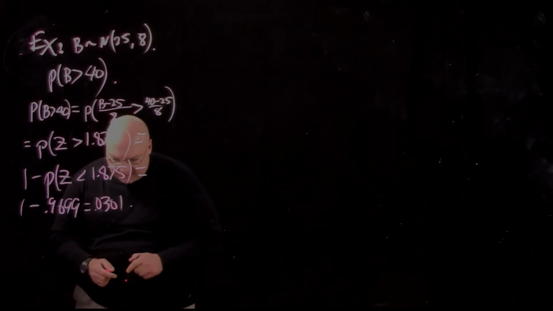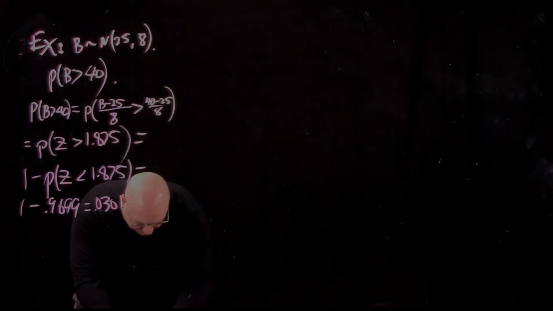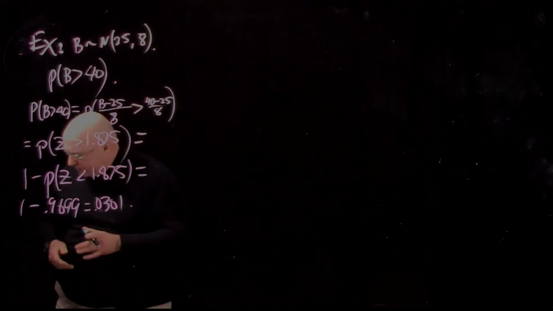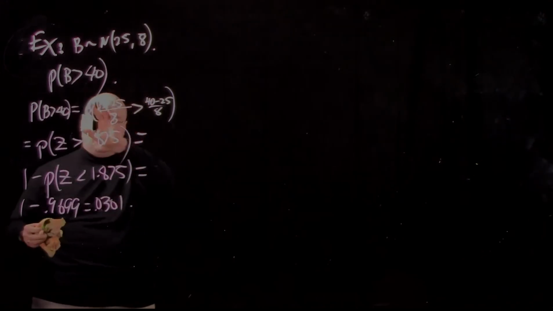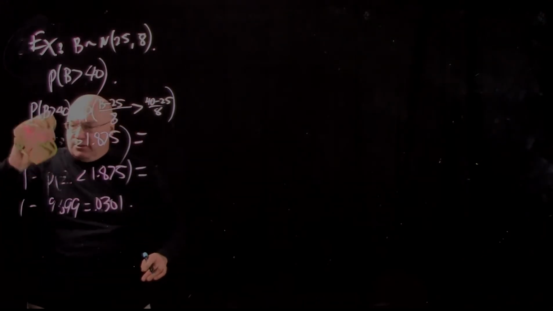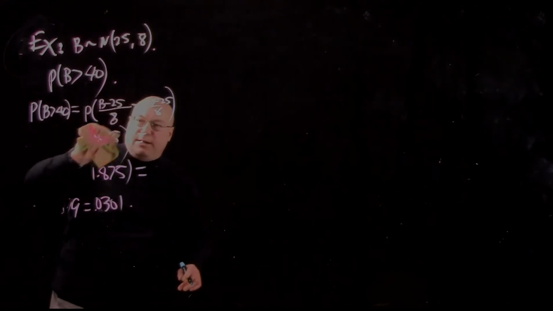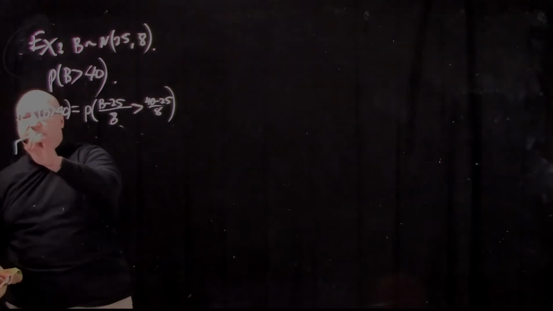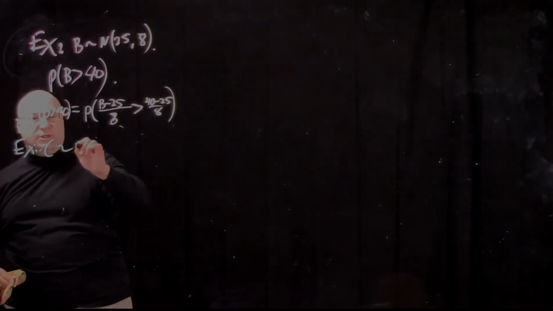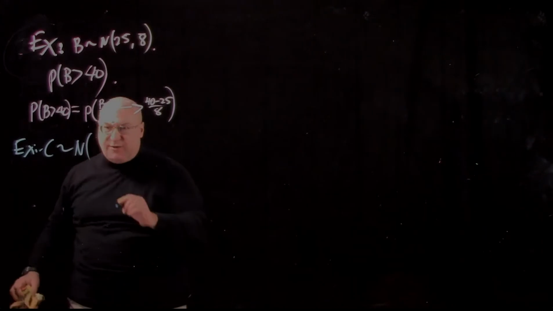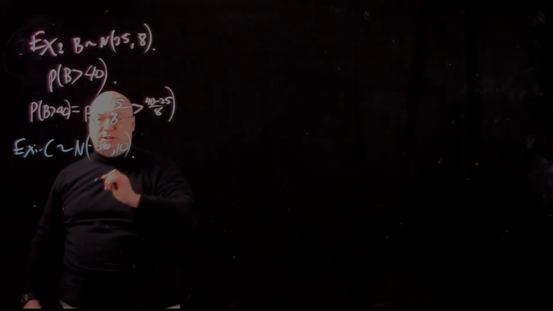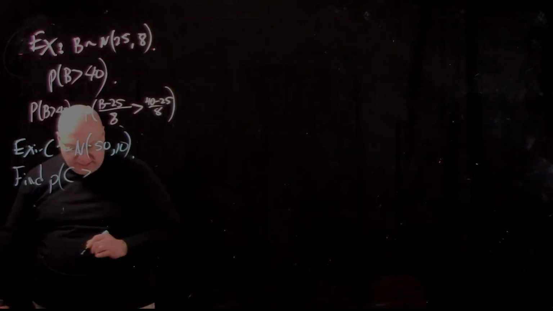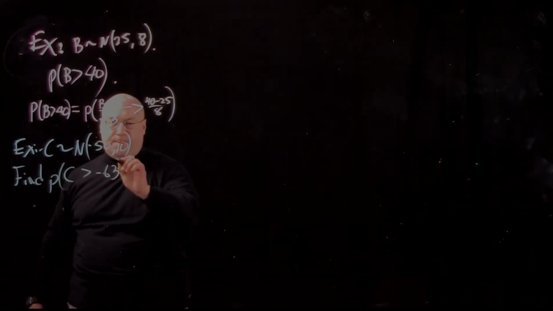Okay, let's see. I want to leave some room here. I wonder if I can squeeze the next one in. So if you had a little trouble there, that should really give you a way to do the next one. In fact, I'm going to rub out the bottom of this. You have it. If you need it, you can pause it and copy it. But I'm going to rub out part just so I have enough room right here. So the next one says C is normally distributed with mean negative 50, standard deviation 10. And it says to find the probability that C is greater than negative 63.